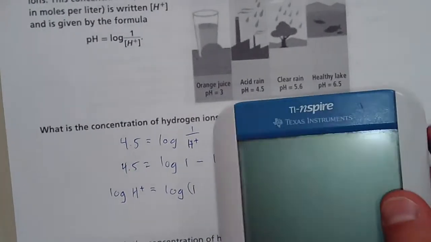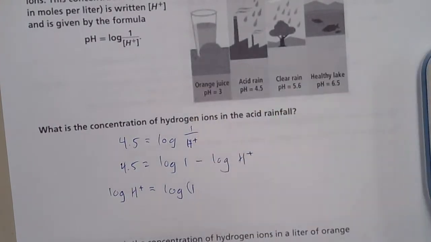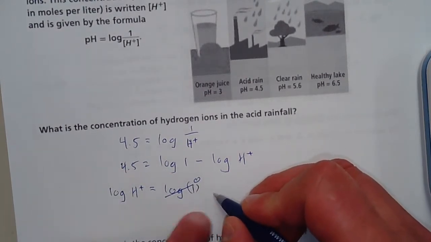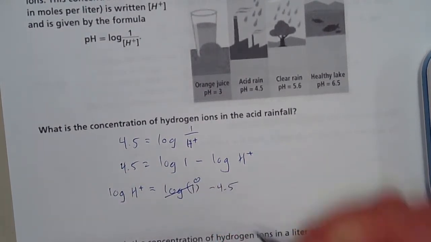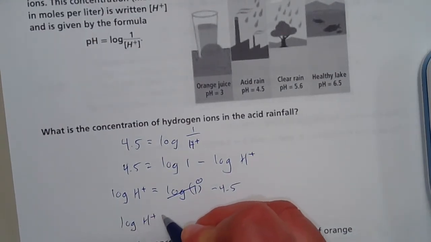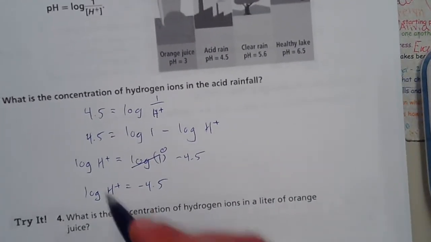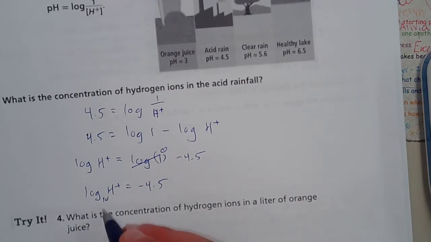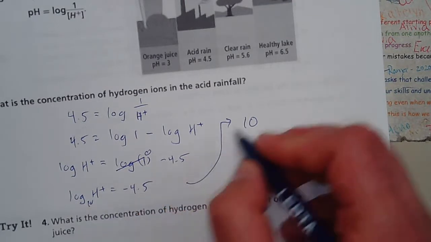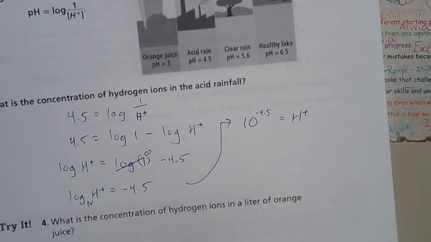Sorry about that. So log 1 is 0, which does make sense. And then we subtract the 4.5 over. Okay. So what we're really dealing with here to clean this whole thing up is log of H plus equals negative 4.5. And now, how do we answer this? Well, remember log is base 10. So as we write this in exponential form, 10 to the negative 4.5 equals our H plus. So that can go in your calculator.